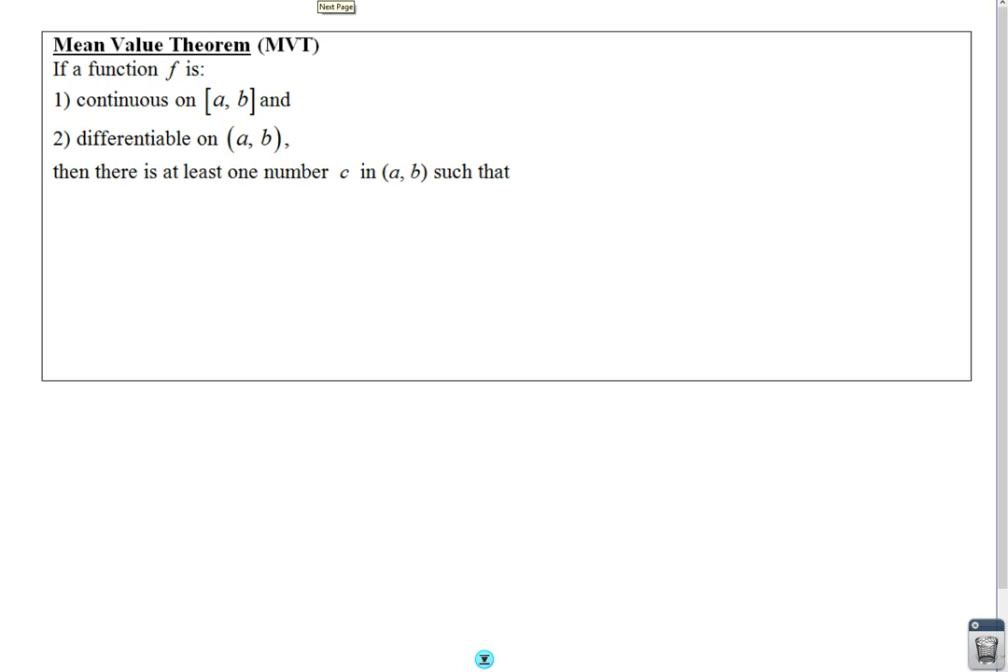Okay, so real quick reminder, MVT, or mean value theorem: if a function f is both continuous on a to b and differentiable on the open interval a to b, then there is at least one number c in (a, b) such that f prime of c is equal to f of b minus f of a over b minus a. Basically, the slope at a specific point, or the instantaneous rate of change, is equal to the slope over 2 points, or the average rate of change.